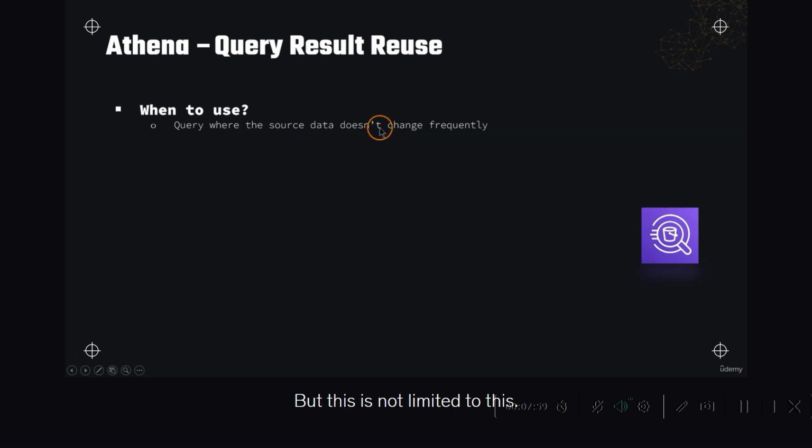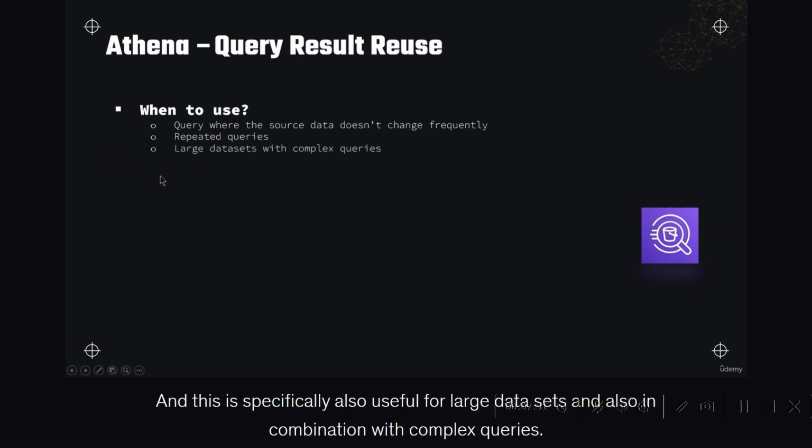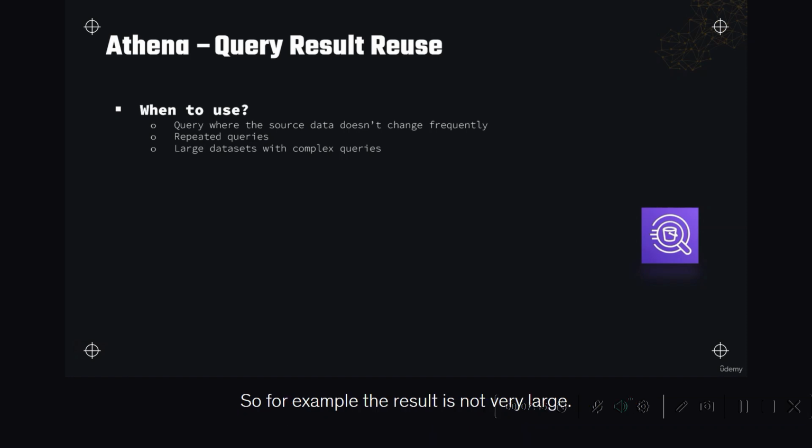But this is not limited to this. In general, when we have repeated queries, we can enable this and use this feature. And this is specifically also useful for large data sets and also in combination with complex queries. So for example, the result is not very large, but we had to scan through a huge amount of data to get this result. And in this case, it would be beneficial to use the query result again.